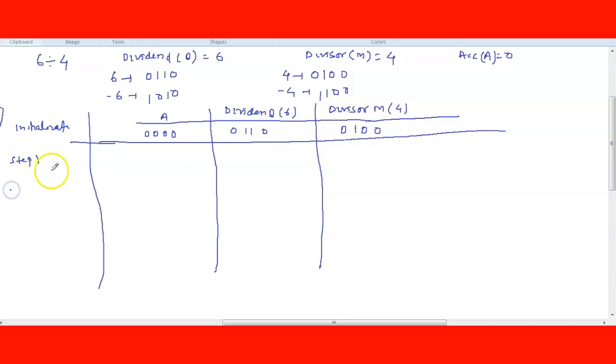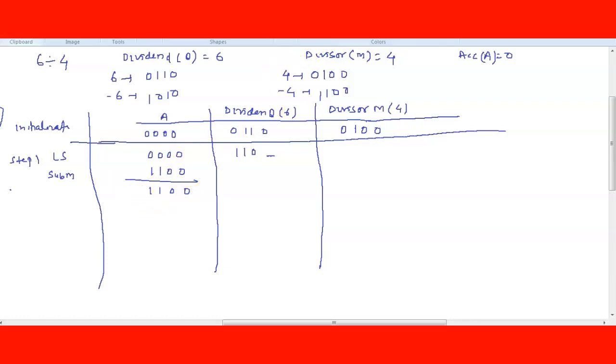4 steps are required. Step 1, first you do the left shift. So 0 0 0 0 1 1 0, and this bit is empty. Now subtract m, like the same algorithm, subtract m. Subtracting m means subtracting 4. Minus 4 means adding the second complement. So you can write 1 1 0 0. If you add it here, we'll get 1 1 0 0.